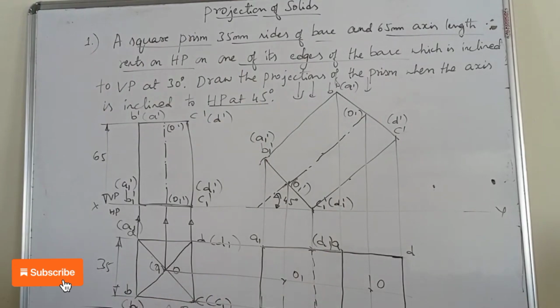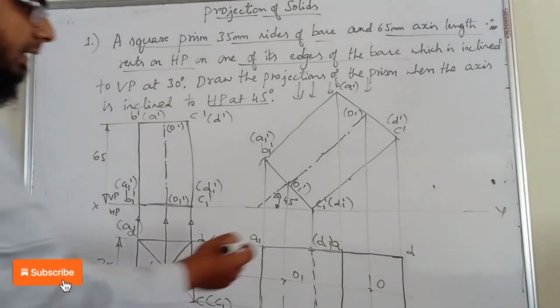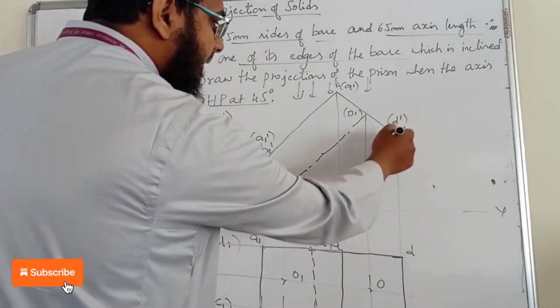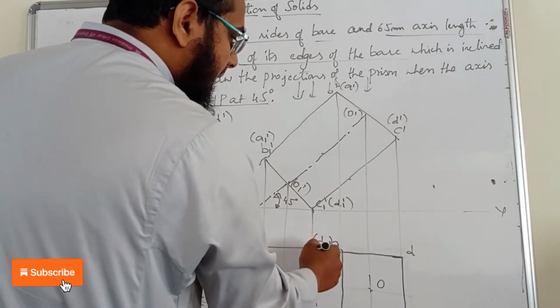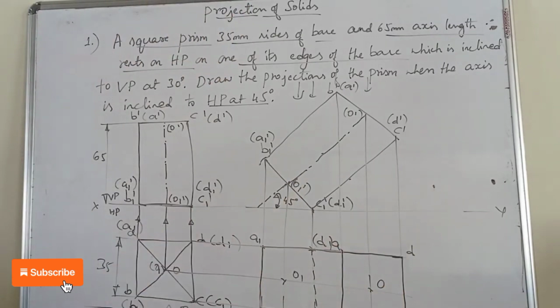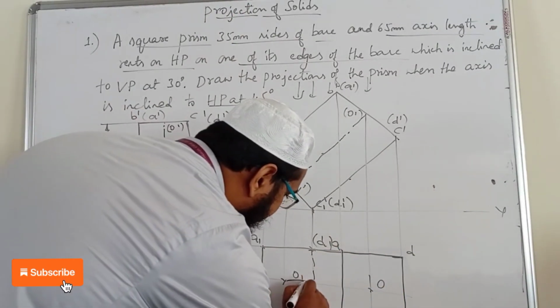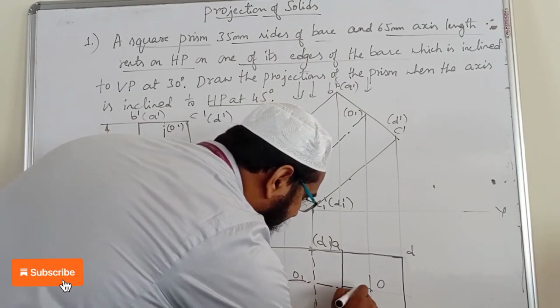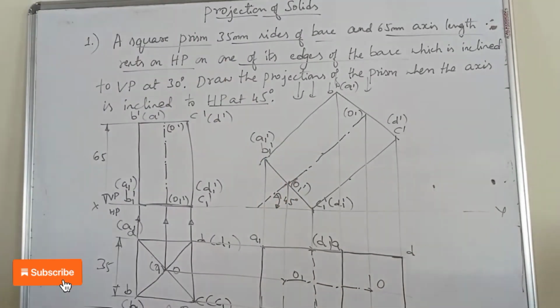And then you can see that there is another face also not visible, that is C1 D1 to D and C1 to C, but we have already written a continuous line. Okay, no need to show. Now you can show the axis line here. So that's the axis line.